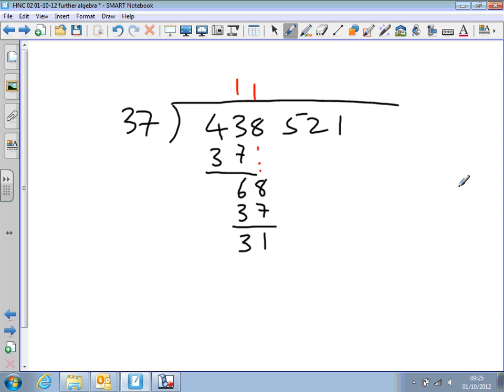Bring down the next number, 315. 37 into 315, well, I know 10 lots of it is 370, so half of that is 185, so that's 5, so I'd guess about 7 times. So I'd have to work it out. What's 37 times 7? 7 7s are 49, 21, 259. So I need another one, don't I? It's going to go at least once more. It probably will be 8, in fact.